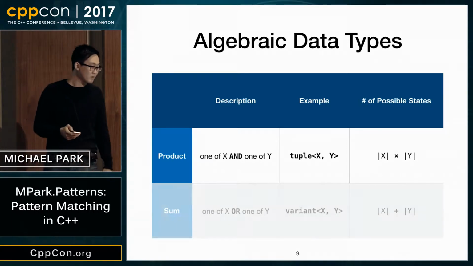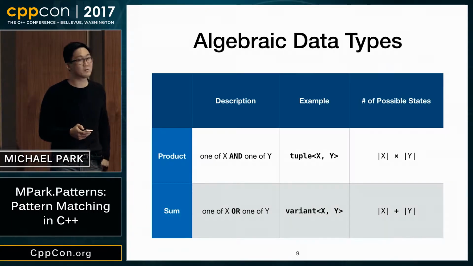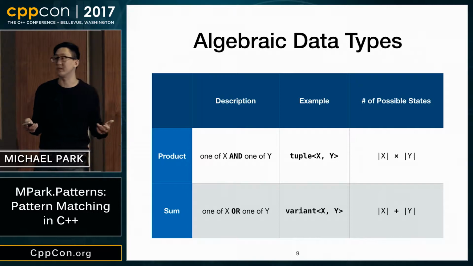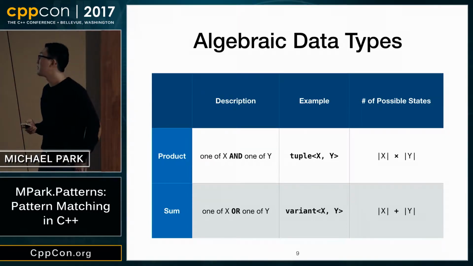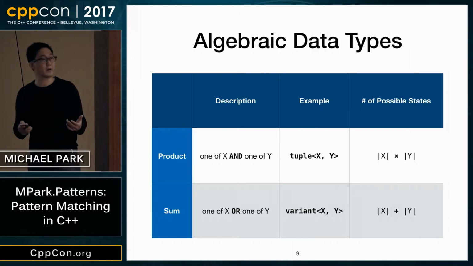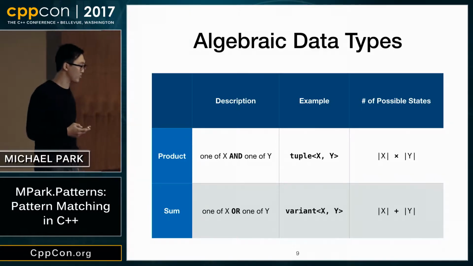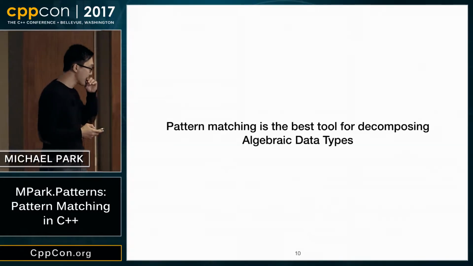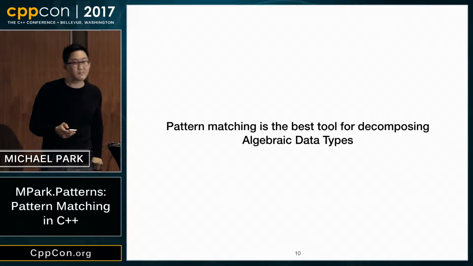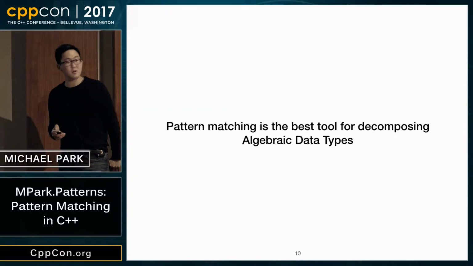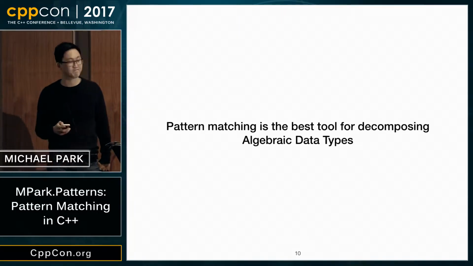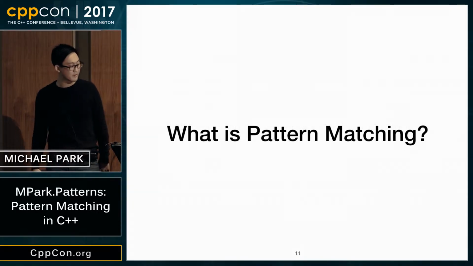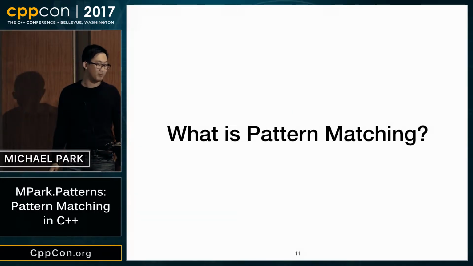On the other axis, we have some types where we can have one of the types that we gave it. An example of this is a variant x, y. It's going to store an x or y, and it's not going to store both. Okay, and we'll start with a claim. My claim here is that pattern matching is the best tool for decomposing algebraic data types. And we'll see examples and back it up.